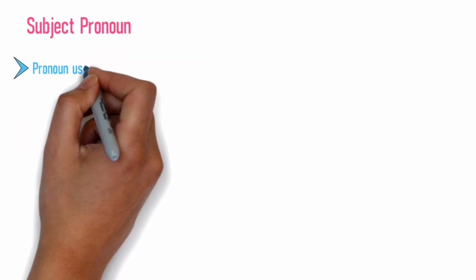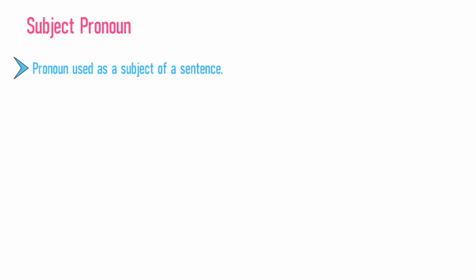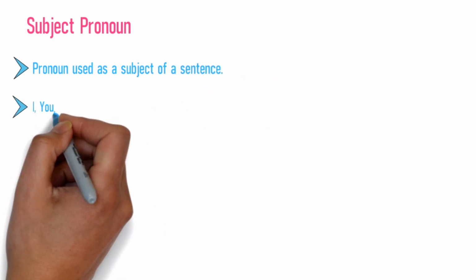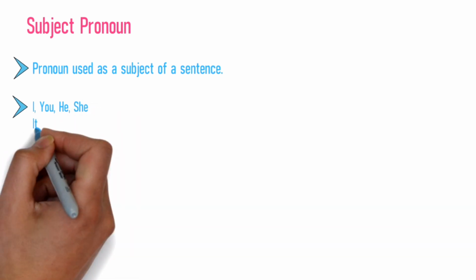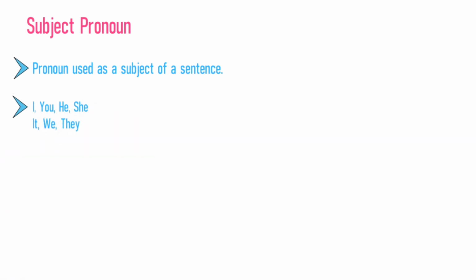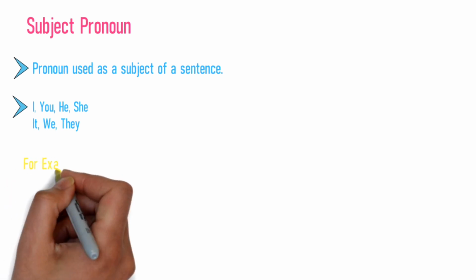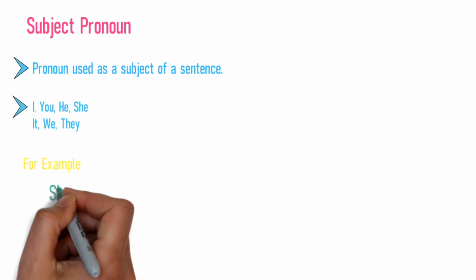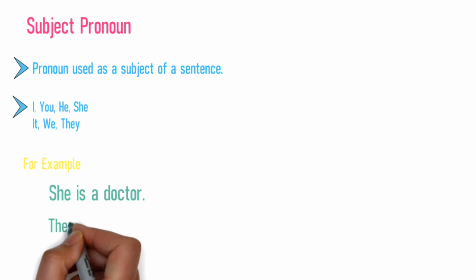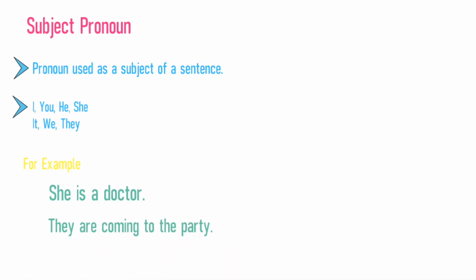Subject pronouns. These pronouns are used as the subject of a sentence. It includes I, you, he, she, it, we, and they. Let's have a look at some sentence examples. "She is a doctor." "They are coming to the party." In these sentences, she and they are pronouns used in place of a noun and are used as the subject, so they are subject pronouns.